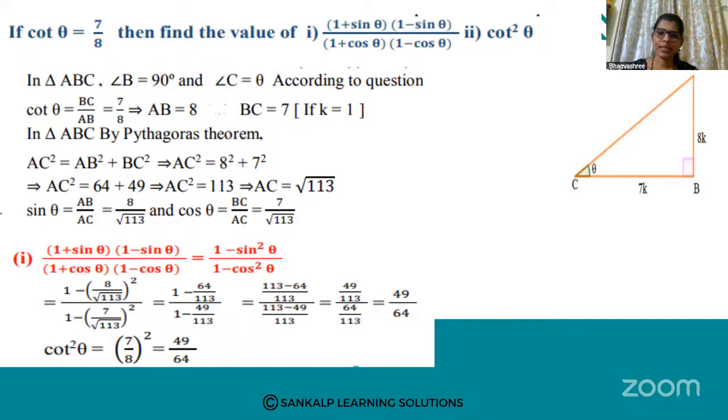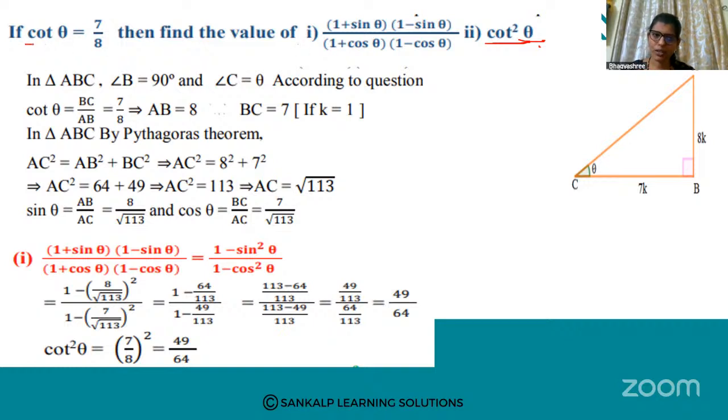See, if cot theta is equal to 7 by 8, they ask in a similar way. If cot theta is equal to 7 by 8, then find the value of 1 plus sin theta into 1 minus sin theta divided by 1 plus cos theta into 1 minus cos theta. Second one, cot square theta we need to find out. I will go on telling correctly, watch.